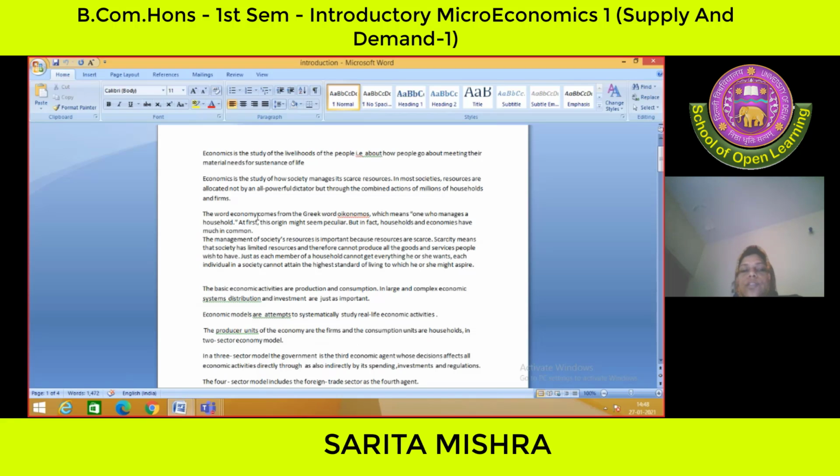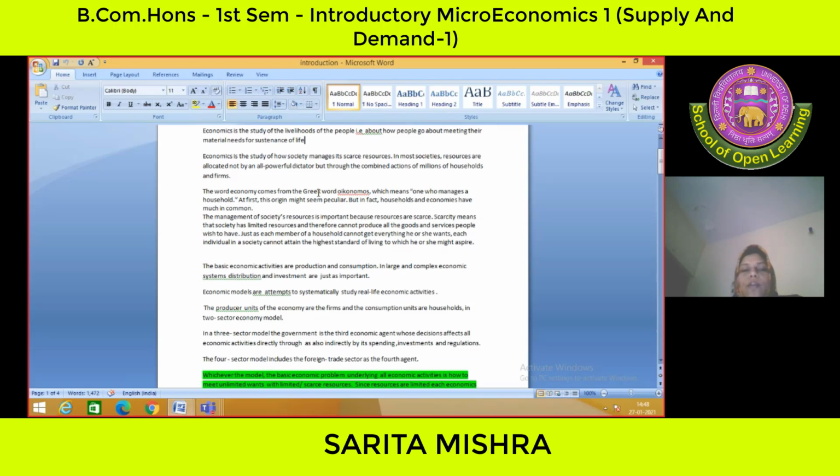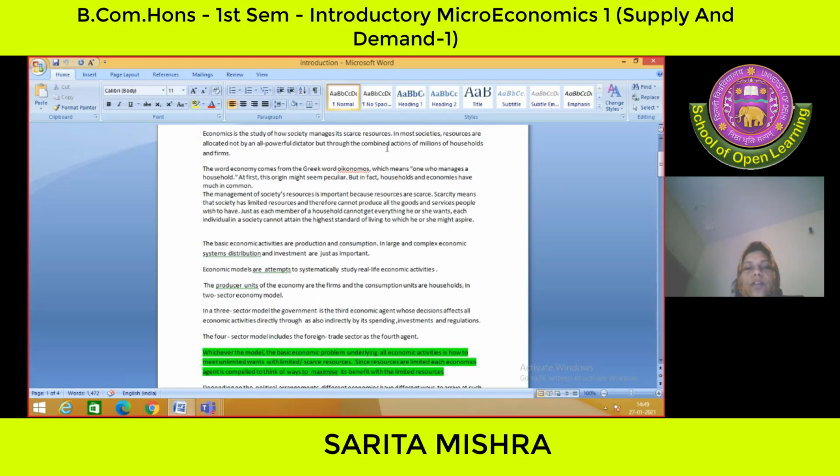In most societies, resources are allocated not by an all-powerful dictator, but through the combined actions of millions of households and firms. This is actually straight away taken from your prescribed textbook. I thought it would be good to note it down here. The word economy comes from the Greek word oikonomos, which means one who manages a household. Fine. Now, why has household been related to the economy as a whole?